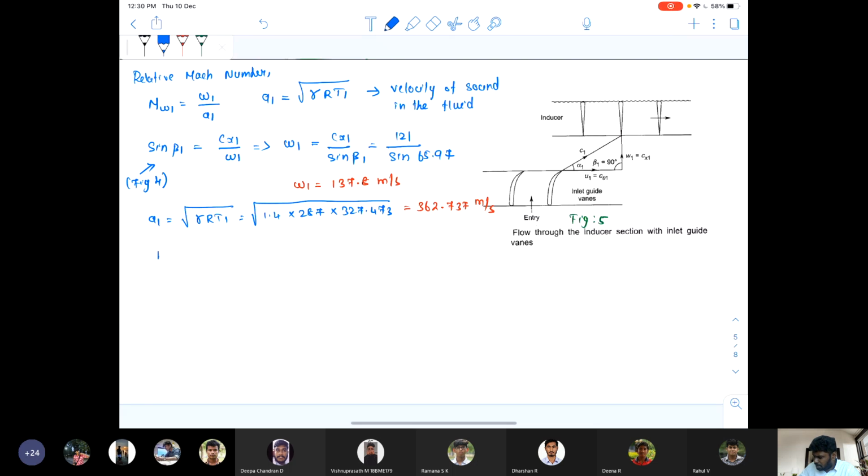Therefore, MW1 is equal to W1, which is given as 137.8, divided by 362.737, which will be equal to 0.38. Therefore, the relative Mach number without inlet guide vane is calculated as 0.38.